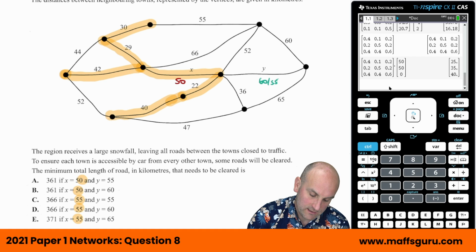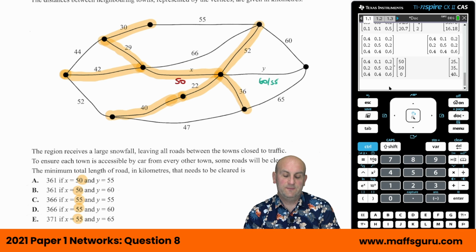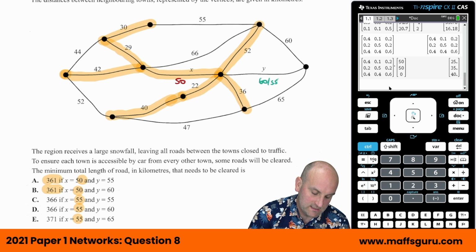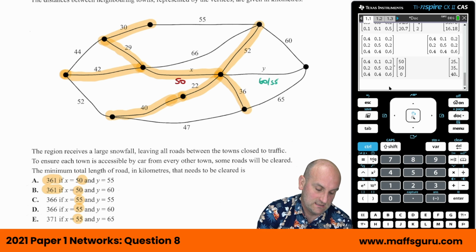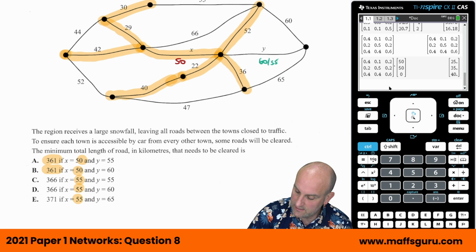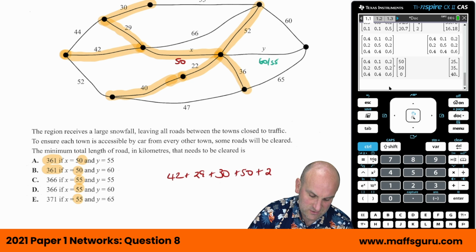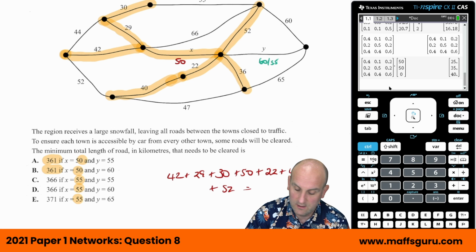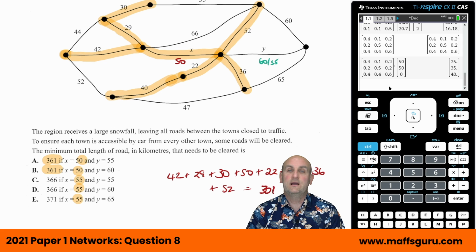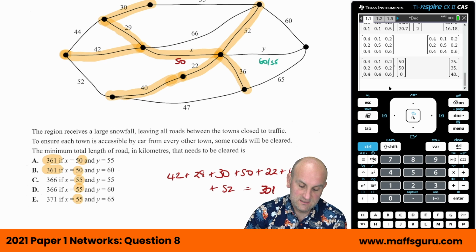Then I had 36, and then I had 52. Now realistically, I've got a choice, 60 or 55. You could have chosen either, but the trick to the question was that it wanted the shortest distance to be 361. So I took all of my paths together: 42 plus 29 plus 30 plus 50, working around my diagram, plus 22 plus 40 plus 36 plus 52. Those are the ones I already had highlighted, which gave me 301. Bearing in mind it has to add up to 361, y would have to be 60, which gave me B as my correct answer.